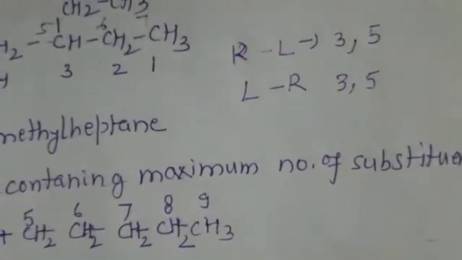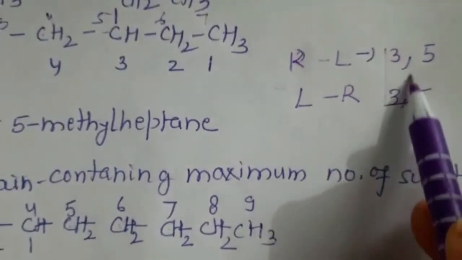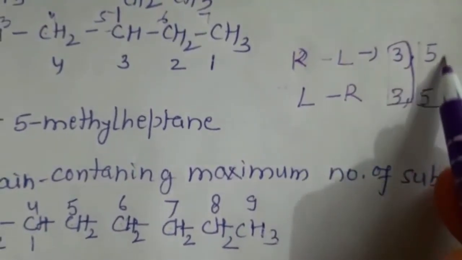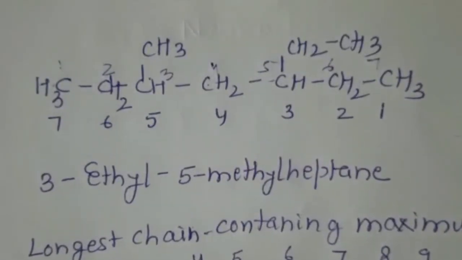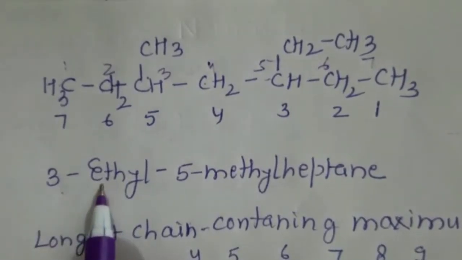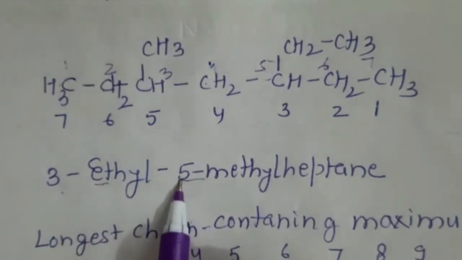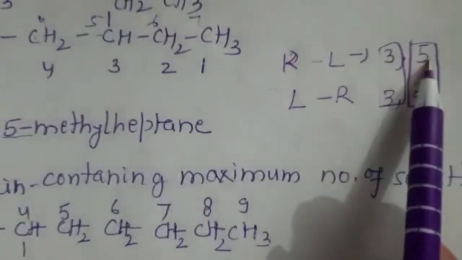Now this lowest locant rule, as we have studied earlier, does not decide the order of numbering, whether it should be done from left to right or right to left. Then after that we consider the alphabetical order. Here the ethyl should be given a lower number as compared to methyl, because the position of the locants remains the same, 3 and 5.